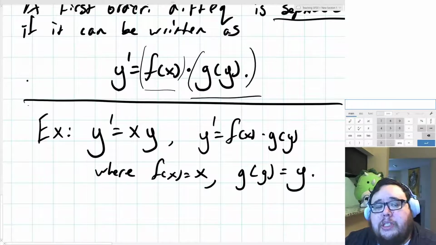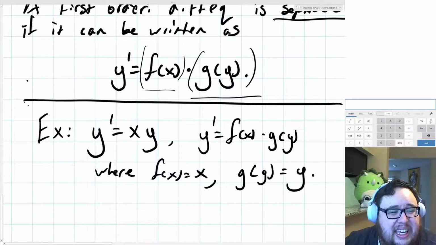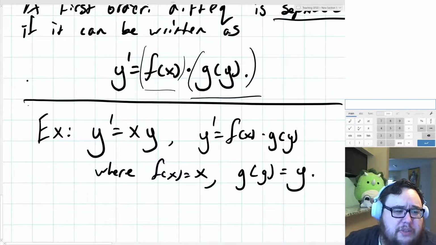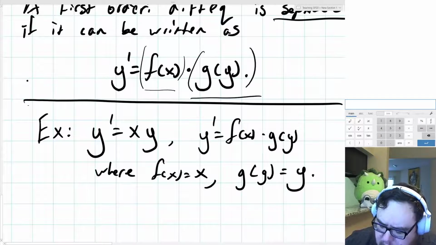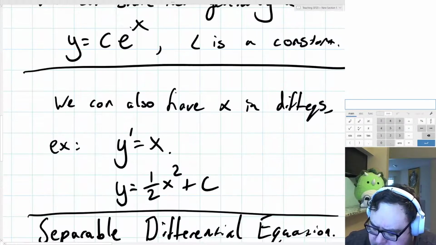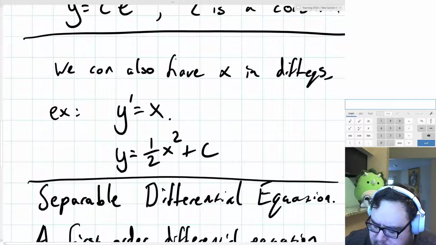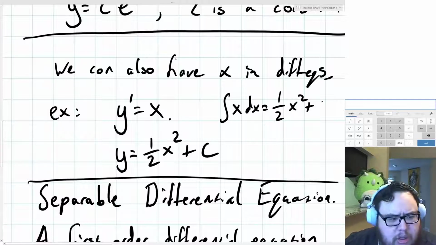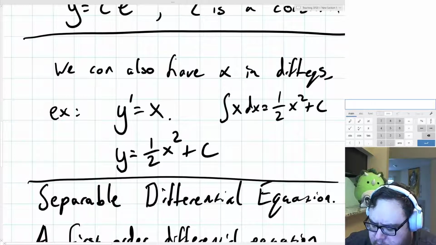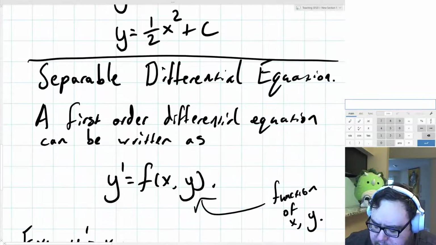The nice thing about separable differential equations is that they can just be solved by using techniques of integration. You'll notice that one of our examples earlier, y prime is equal to x, kind of just looks like we took an antiderivative here, right? Like the integral of x dx is equal to 1/2 x squared plus c. That's just one of our antiderivative rules. And in fact, that's actually what happens here.